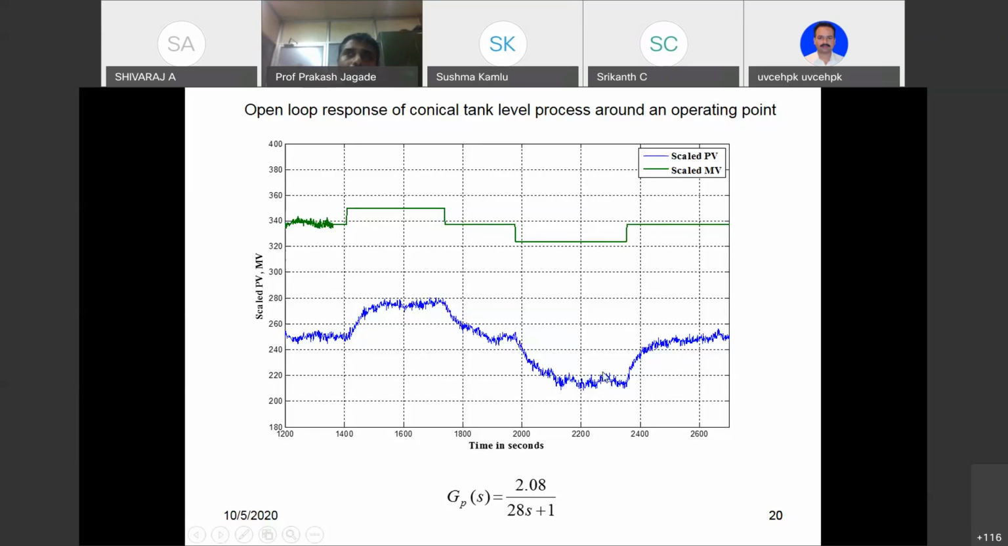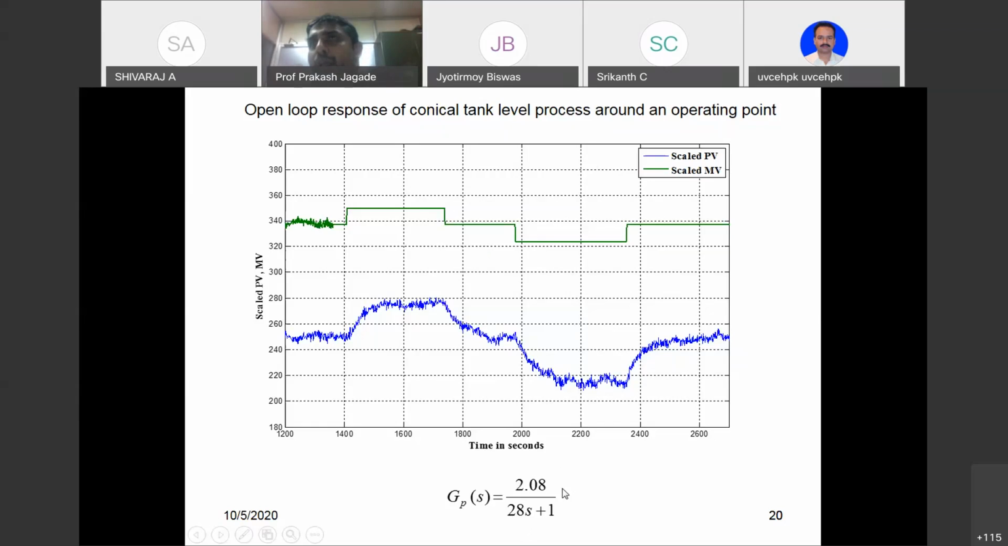So what is important here is this is what we call an open loop study. You have to select an operating point, try to maintain the process variable at that operating point, then give a small perturbation around that mean value, which is close to 340, increase and decrease your controller output, and see how the output is changing with respect to it. Then using this input output data, the green one is the input data, blue one is the output data, you try to build a transfer function.